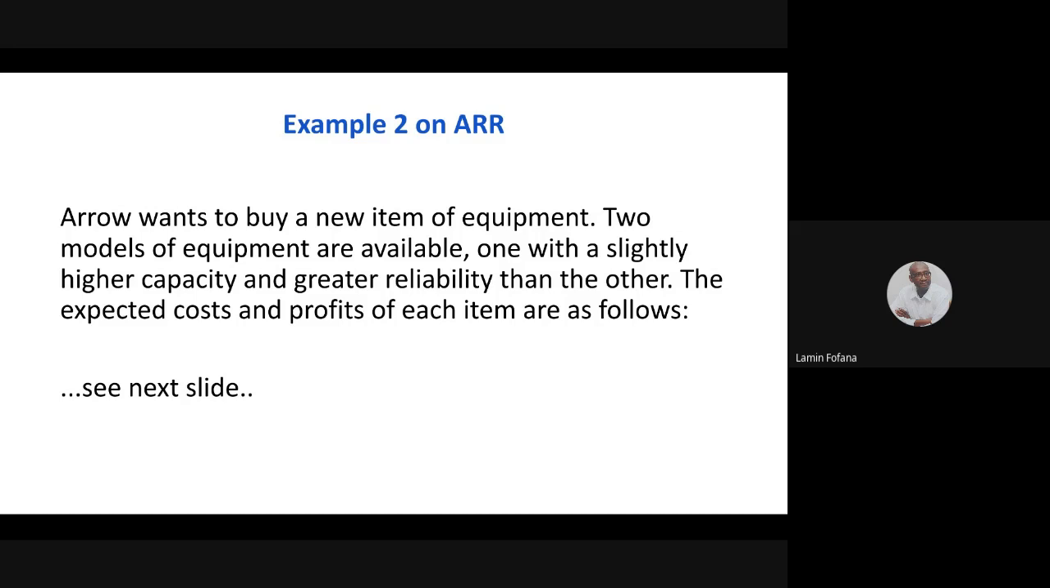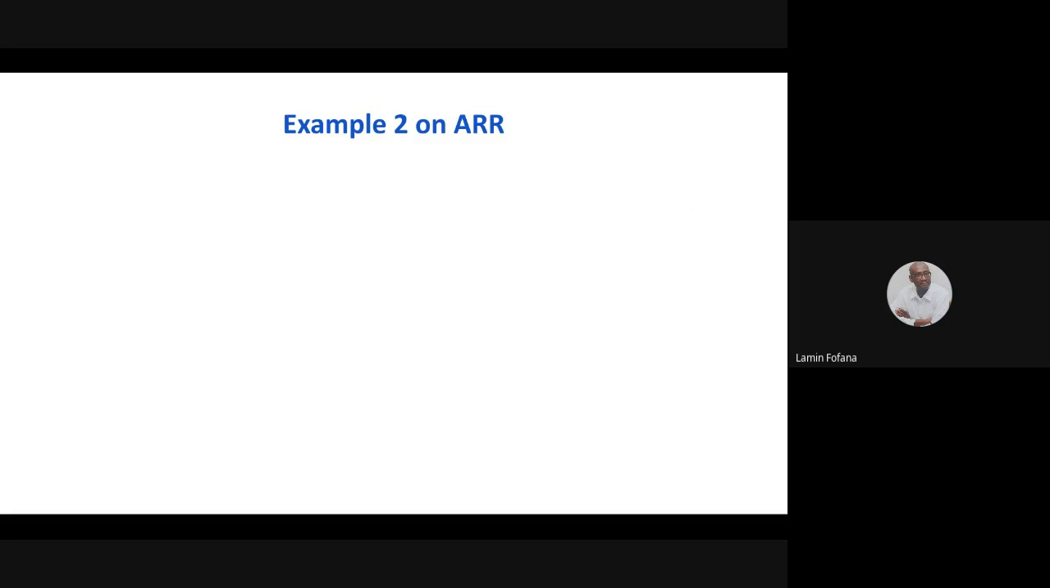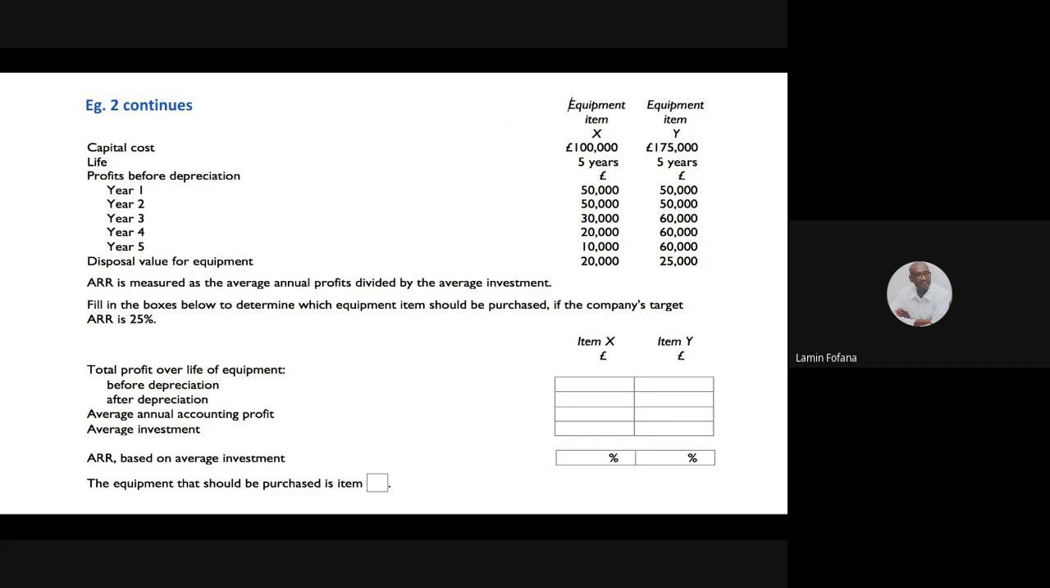Aaron wants to buy a new item of equipment. Two models of equipment are available, one with a slightly higher capacity and greater reliability than the other. The expected cost and profits of each item are as follows. Capital cost is 100,000 for X and 175 for Y. They have the same useful life. Profits before depreciation are this. Disposal value of equipment.